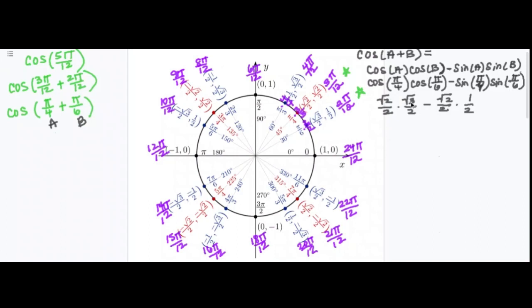So square root of 2 times square root of 3 is square root of 6. 2 times 2 is 4, minus square root of 2 times 1, square root of 2, 2 times 2, 4. And so because these have the same denominator 4, I can put them over 4 and write square root of 6 minus square root of 2. So cosine of 5 pi over 12 equals this. That's the ratio in its exact form.